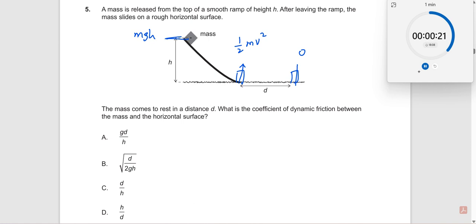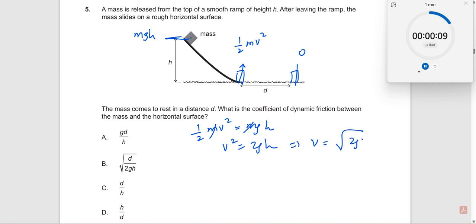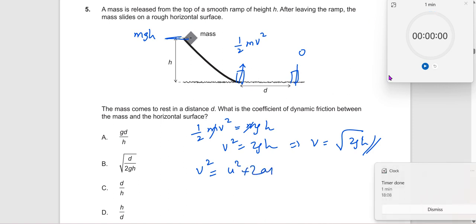Now let us find what is the velocity at this point. Half mv square is equal to mgh, because it has got converted, and thus you can write v square equal to 2gh, or v equal to square root of 2gh. This is the speed at this point. Now when it comes over here, it is 0. Let us use v square equal to u square plus 2as to find out the value of mu.